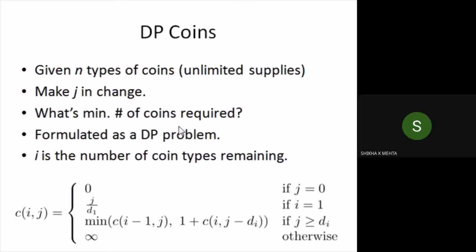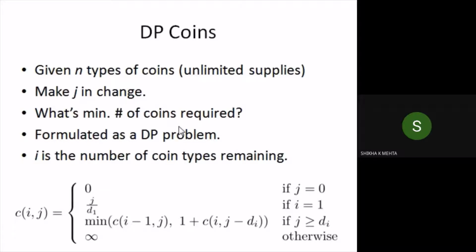If j is equal to 0, where j is the change we are making, that means j is the capacity in terms of the knapsack problem, and in the case of coins j is the total amount that we need. If j is equal to 0, then C[i][j] is equal to 0. That is the initial situation. So i and j represent the rows and columns of the matrix, where i represents the number of coin types remaining and j represents the amount required. If i is equal to 1, talking about the first type of coin, then C[1][j] is equal to j divided by d1, the denomination 1 value.